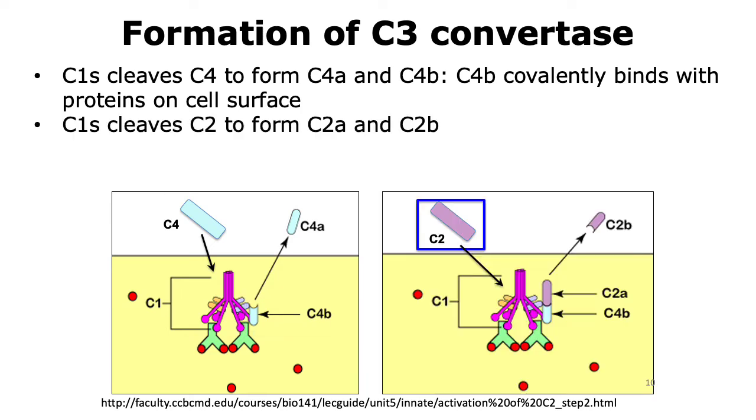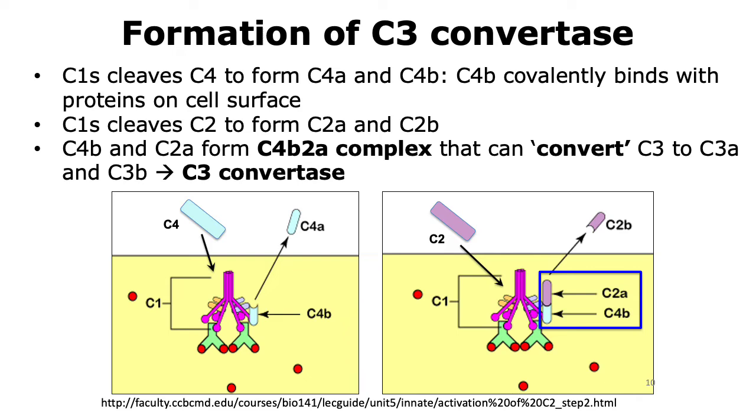In addition to C4 cleavage to form C4a and C4b that is able to bind to the surface of the pathogen, C1s also can interact with another complement protein called C2. And this interaction results in the cleavage of C2 into a smaller fragment called C2b and a larger fragment called C2a. The C2a fragment is able to interact with the C4b fragment that was generated through the cleavage of C4, and C2a and C4b can interact with one another to form a complex that's called the C4b2a complex, which has enzymatic activity and is also called the C3 convertase.